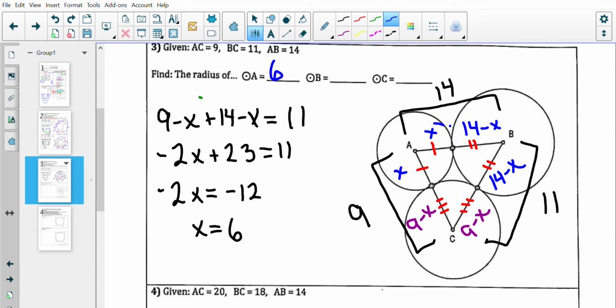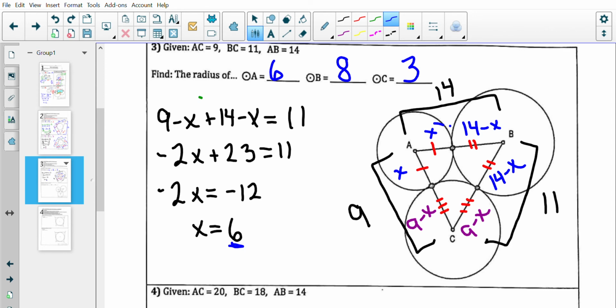The radius of circle B is 14 minus X. X is 6, so we're 14 minus 6, which is 8. And the radius of circle C is going to be 9 minus X, which is 9 minus 6, that is 3.